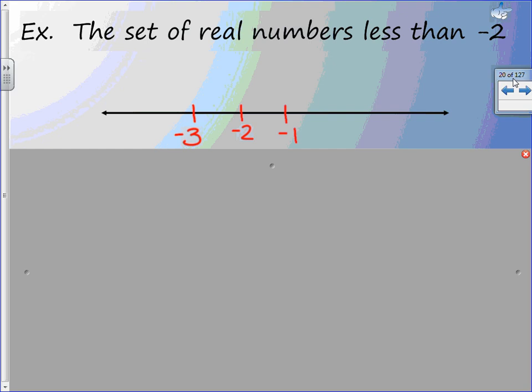Parentheses. Is it facing to the left or to the right? Right. Left, because it's less than. Left. Shade to the left because it's less than.